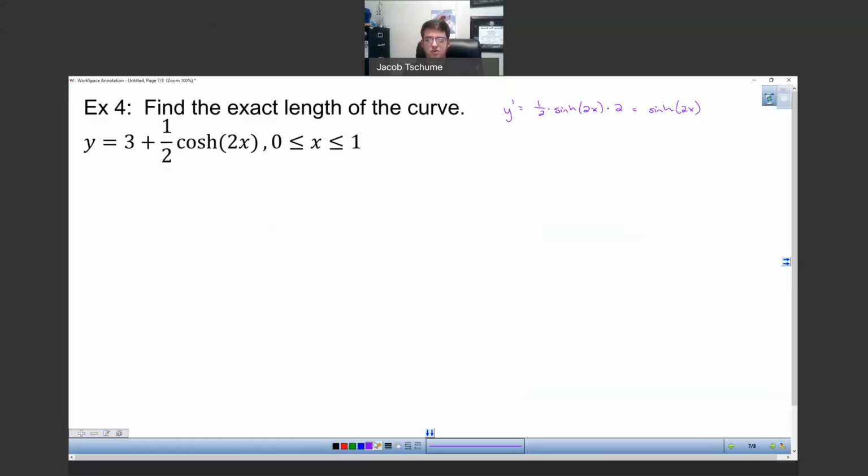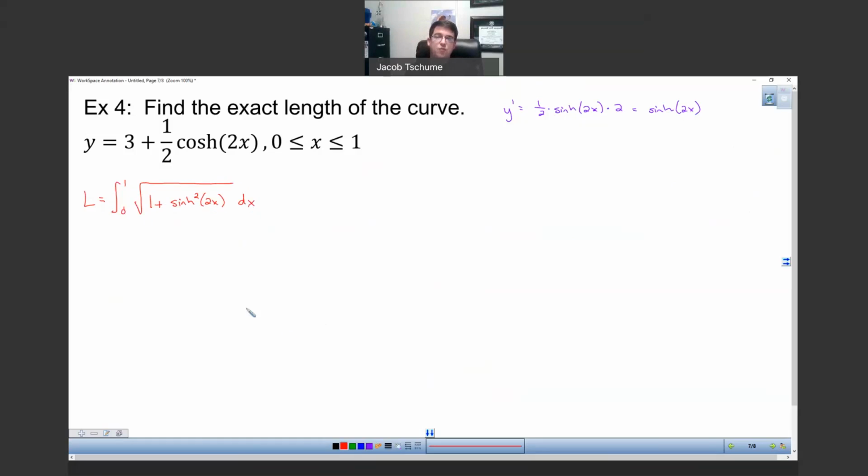Let's plug that into my length of a curve formula. So the length of this curve would be the integral from 0 to 1 of the square root of 1 plus, and if you just square your hyperbolic function, it becomes hyperbolic sine squared of 2x.